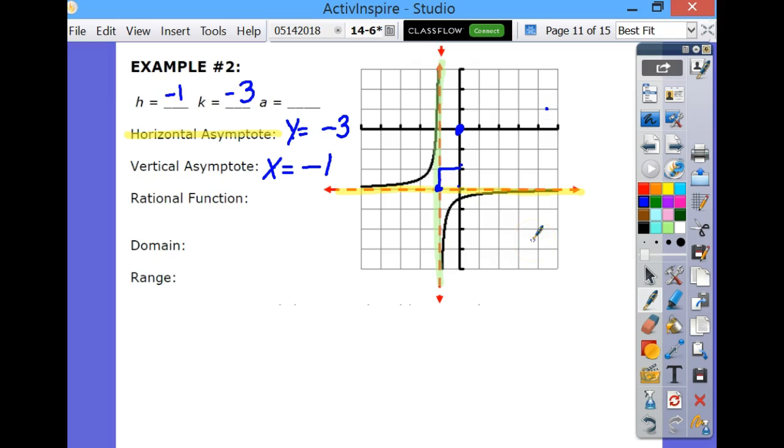It's below the asymptote. That means that it has been reflected. It's going to have a negative sign because this is under the asymptote.